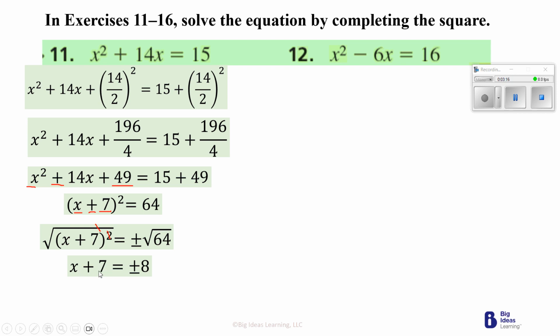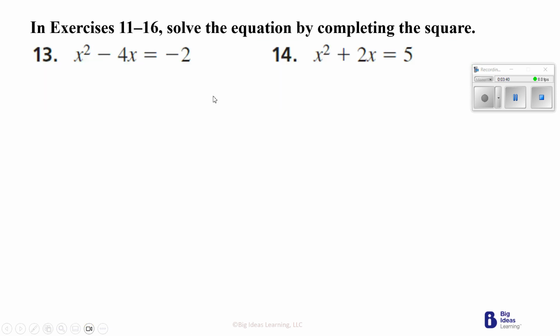This gives us two problems. One is x plus 7 equals 8. So I'll subtract 7 from each side, which will give me a 1. The other is x plus 7 equals negative 8. And when I subtract 7 from each side, I'll get a negative 15. So we see that negative 15 and 1 are both possible answers. Number 12 is yours to do.